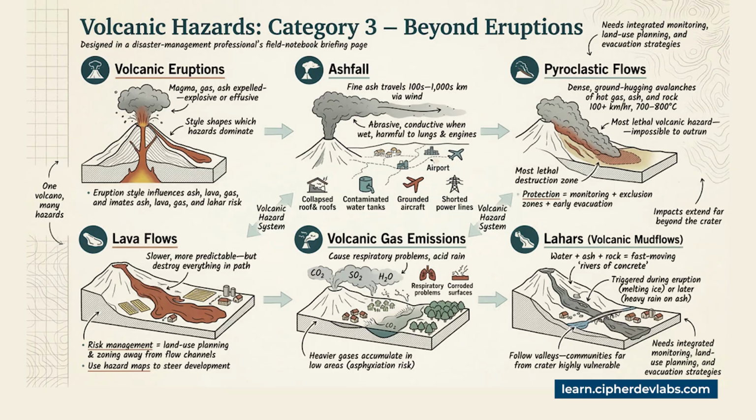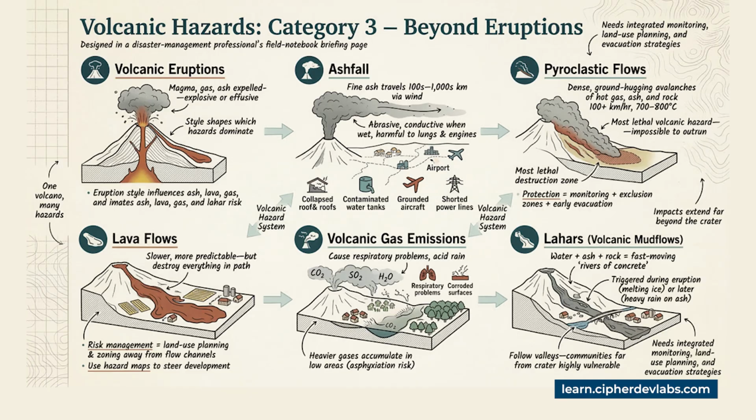Lava flows are another visible hazard. They are usually slower and more predictable than pyroclastic flows, but they can still destroy everything they cover: homes, roads, agricultural land, and industrial facilities. For planners, the key question is which areas lie in known lava paths and what critical infrastructure corridors cross those paths. In many volcanic regions, land use planning and strict zoning are the main tools to keep people and high value assets away from likely lava channels.